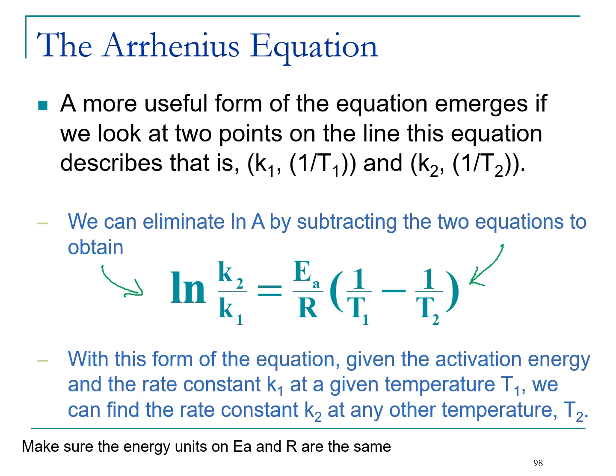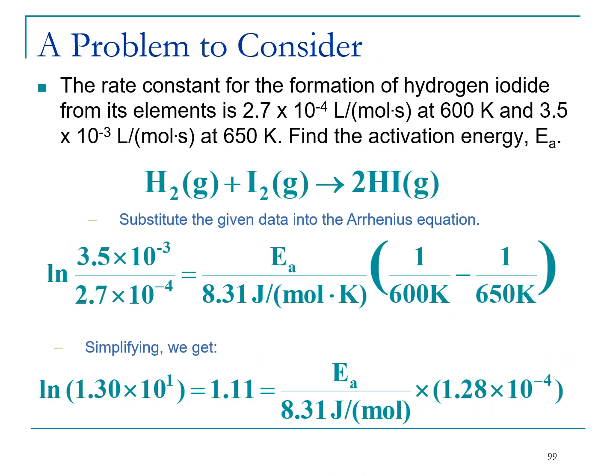So notice that if you take the natural log of k2 over k1 and 1 over T1 minus 1 over T2, we can solve for Ea, because R, again, is just our gas law constant. The only thing you have to be careful about is units, because R is 8.31 joules per mole Kelvin. So you want to make sure that your Ea will be in joules. All right, so let's look at an example.